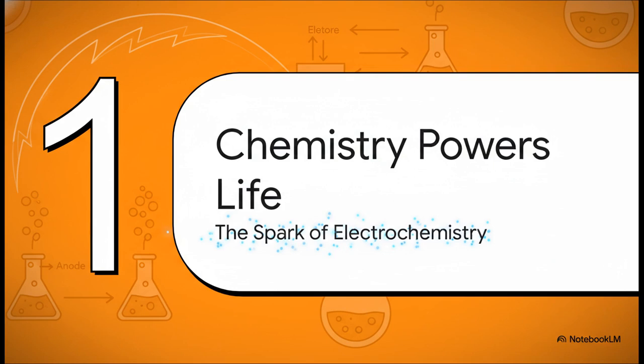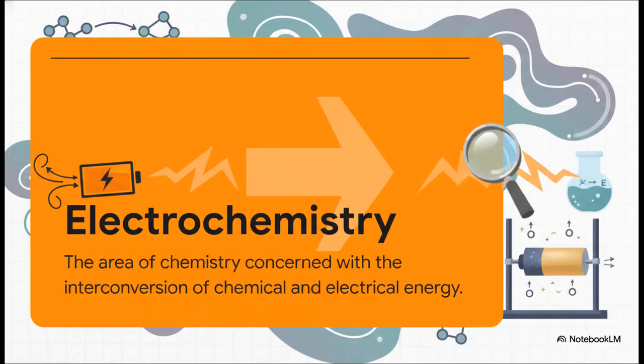So, what is this all about? We're getting right to the core idea, the very spark of electrochemistry. Okay, so here it is in a nutshell. Electrochemistry is basically a two-way street for energy. On one side, you've got chemical reactions creating electricity, like in a battery. And on the other side, you've got electricity making chemical reactions happen, reactions that wouldn't just start on their own. It's all about swapping between chemical and electrical energy.